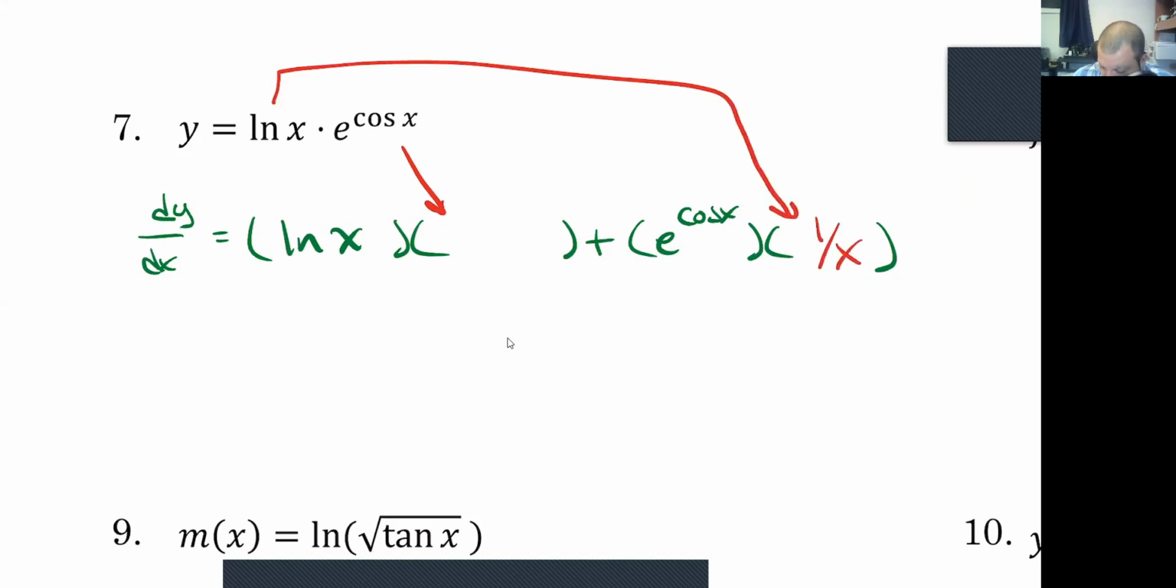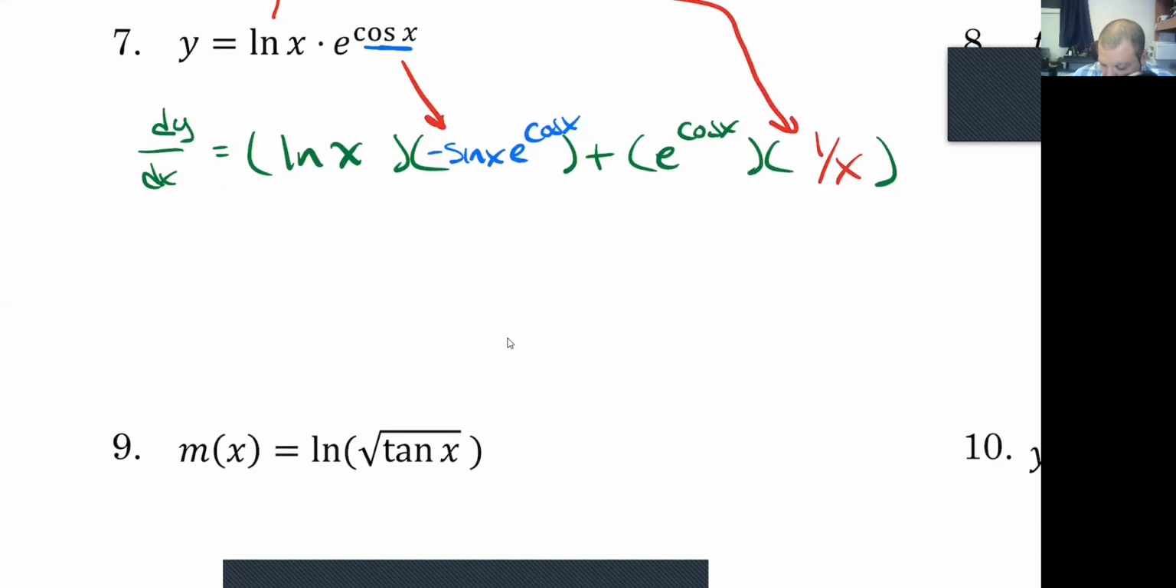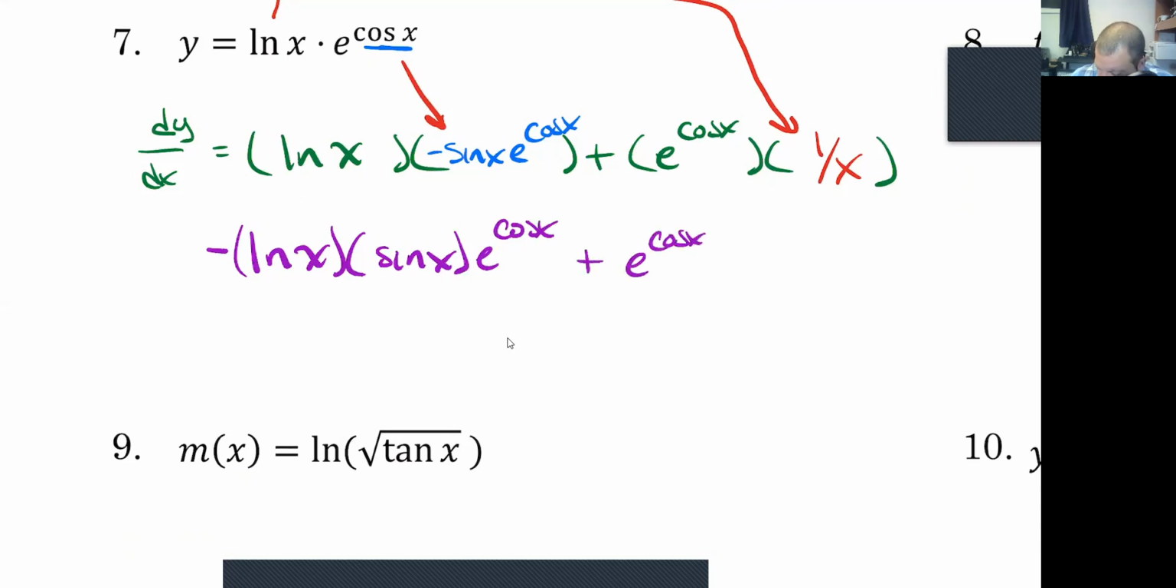It's 1 over x. All right, so e to the cosine x, well, we saw a moment ago that e to the u is just u prime e to the u. So we're going to get the derivative of the top, negative sine of x, e to the cosine of x. Could I clean this up a little bit? Sure. Will I? You got it. So negative natural log of x, sine of x, e to the cosine of x. We have another e to the cosine of x over x.